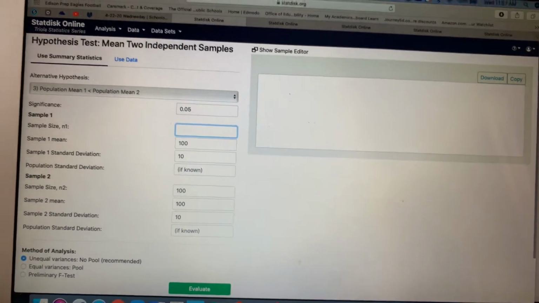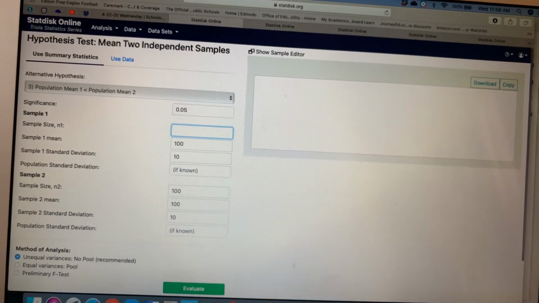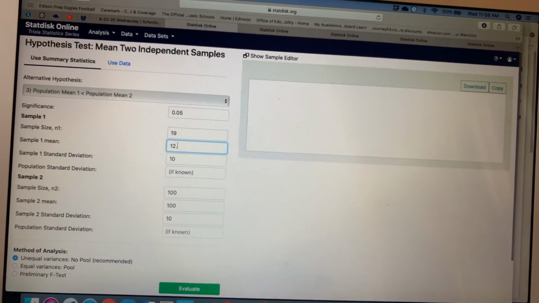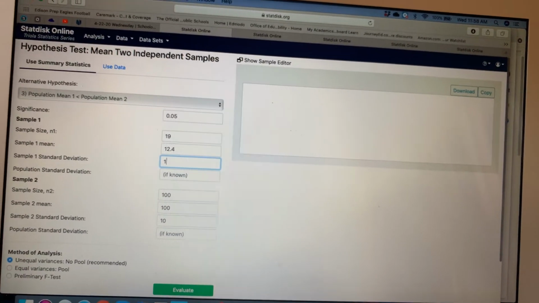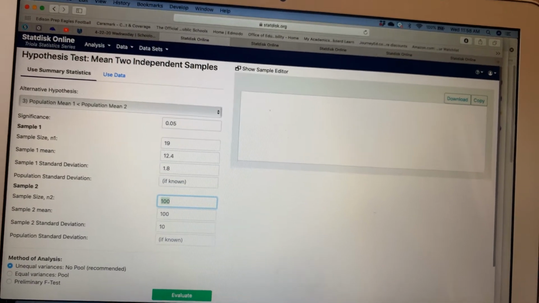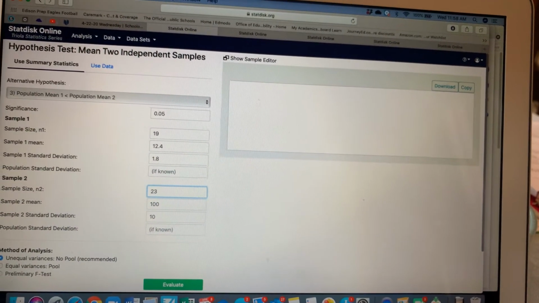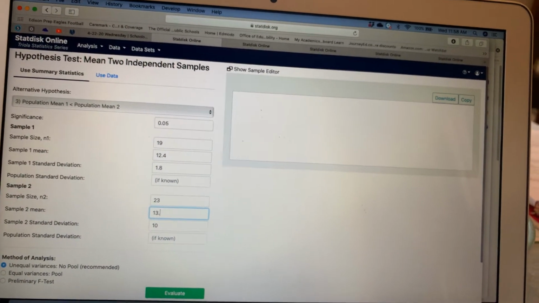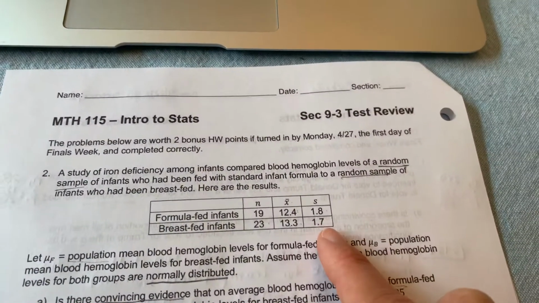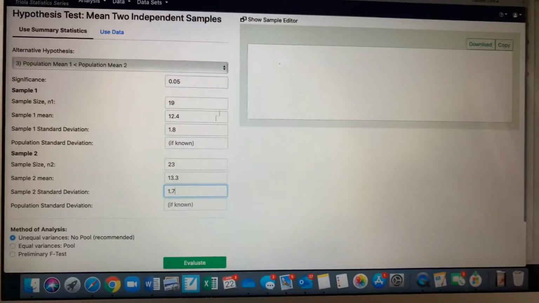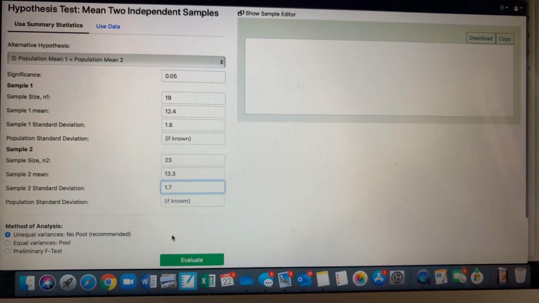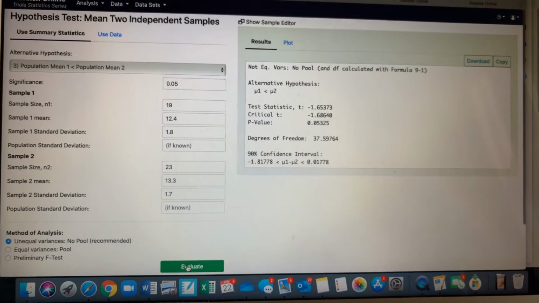So let's get the sample size correct. For the first sample, formula fed, it's 19. The sample mean for the first one is 12.4. The sample standard deviation for the first one is 1.8. And then I don't know the population standard deviation, so I leave that blank. For breastfed infants, the sample size is 23, the sample mean is 13.3, and the sample standard deviation is 1.7. I got all the information from this table right here. Again, I don't know the population standard deviation, so I skip that. Over here in method of analysis, I don't change anything. I leave it as unequal variances. And then I click evaluate.